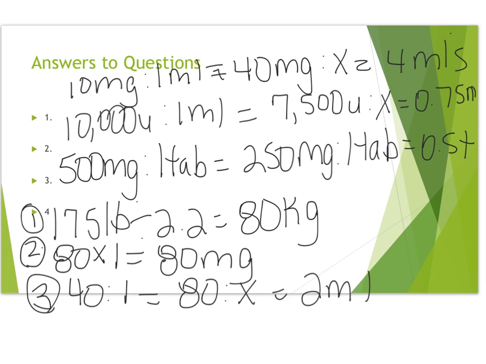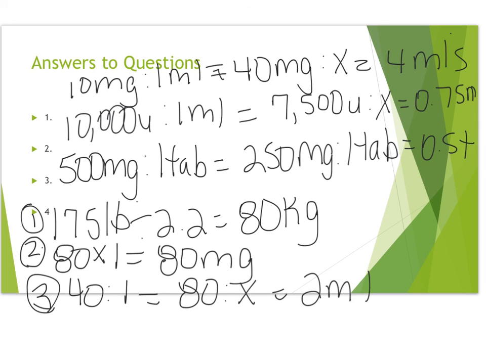Next had to do with Aldomet, and you needed 250 milligrams, and it came in 500 milligrams per tab, so we need to give a half of a tablet. And again, make sure you lead with the 0.